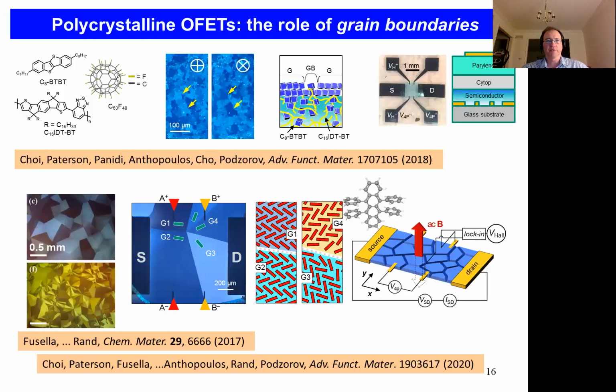So finally, let me switch gears again and talk about Hall effect measurements in polycrystalline transistors, elucidating the role of grain boundaries in charge transport and Hall effect. In this project, we collaborated with Antopoulos group, who are growing these nice films based on blends of small molecules, C8-BT-BT, with conjugated polymers. Sometimes they dope them with C60-like molecules for improved performance.